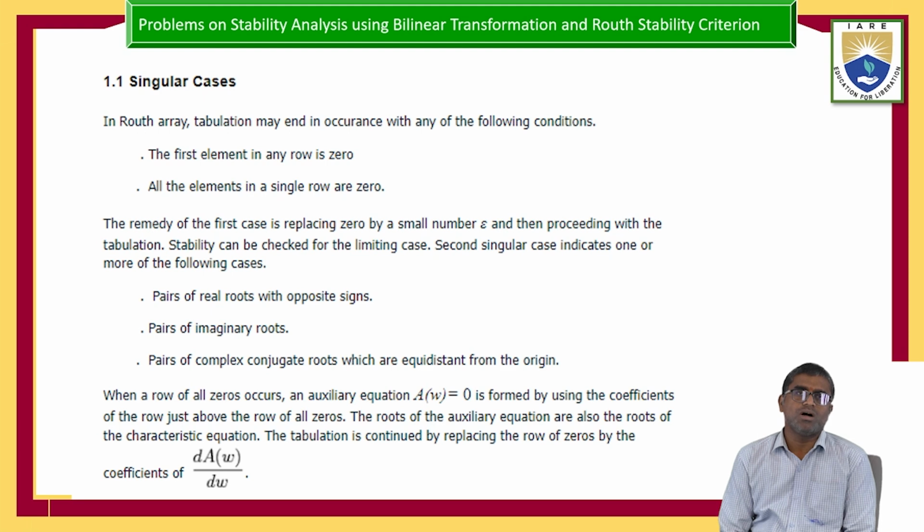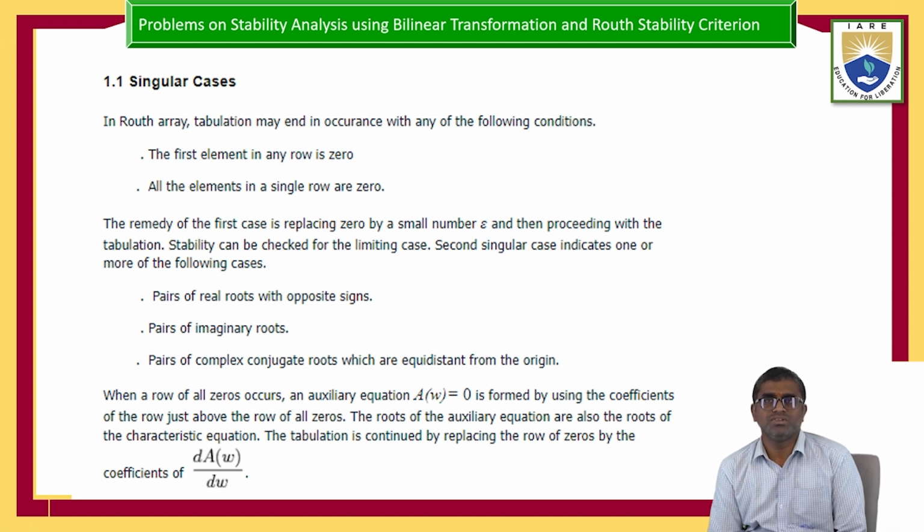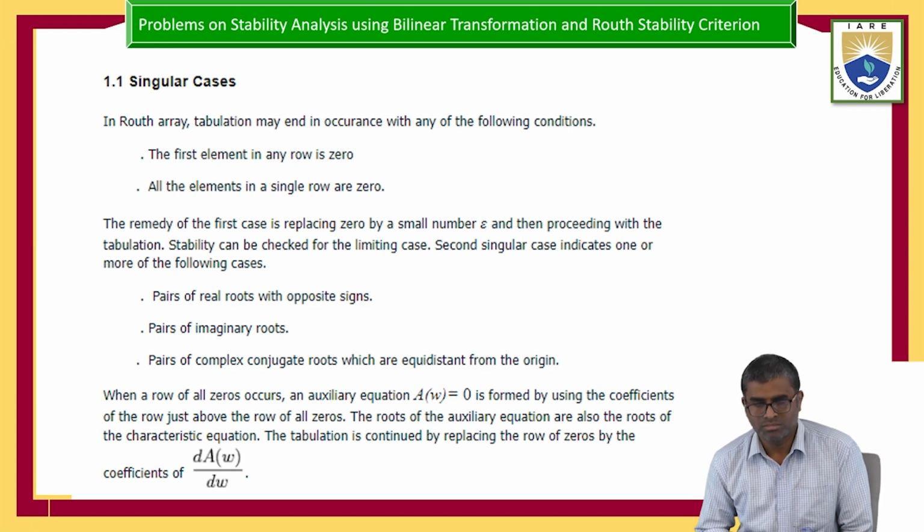Where a row of all zeros occurs in the auxiliary equation, that is, all zeros are formed by using the coefficients of the row just above, which are also zero in this condition. So the roots of the auxiliary equation are the roots of the Cauchy equation. It is nothing but the translation, replacing the word.